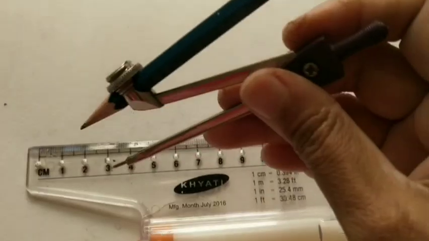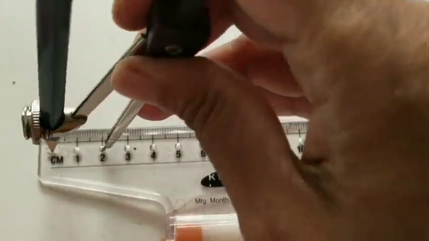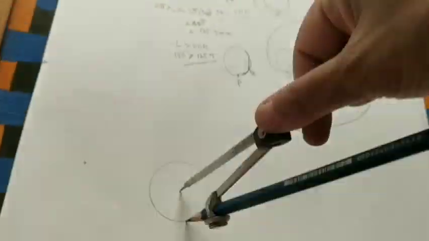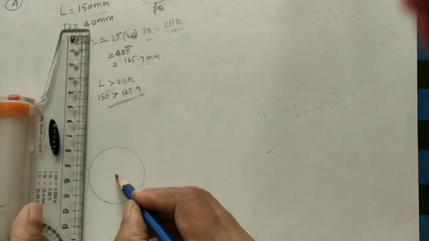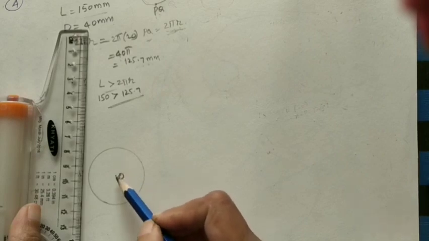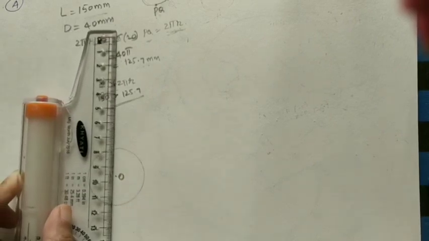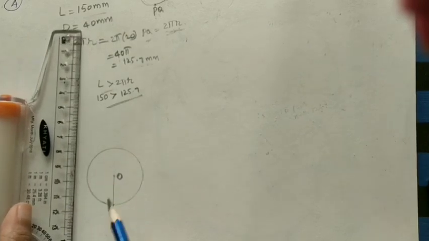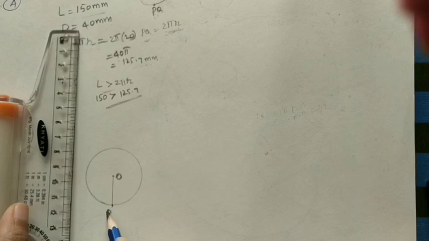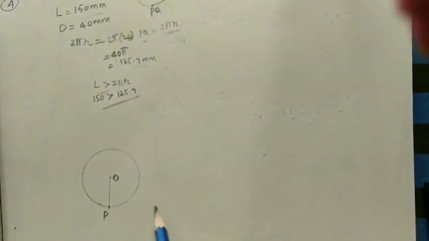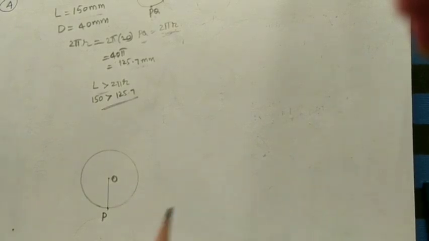Let us do it using a compass. Take 2 cm radius and draw one circle. After drawing the circle, mark the center here. I am taking the center as O. At O, draw one vertical radius like this. Mark this point as P point, one end of the thread. After that, do the PQ length. How much is the PQ length? 150 mm.